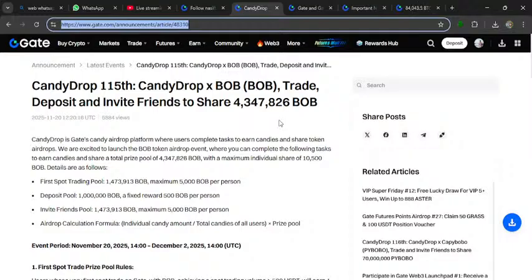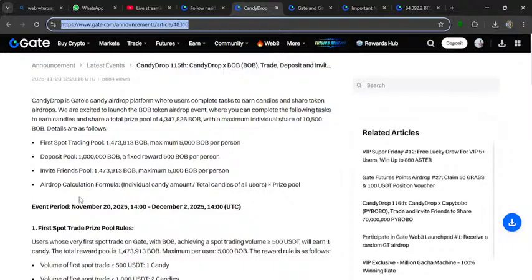With a maximum individual share of 10,500 Bob, details are as follows. First, spot trading: the full pool is 1,473,913 Bob, maximum 5,000 Bob for each person. Number two, deposit: the full pool is 1 million Bob, a fixed reward of 500 Bob per person. Invite friends: the full pool is 1,473,913 Bob, maximum 5,000 Bob per person. The airdrop calculation formula: individual candy amount divided by total candies of all users, times the prize pool.